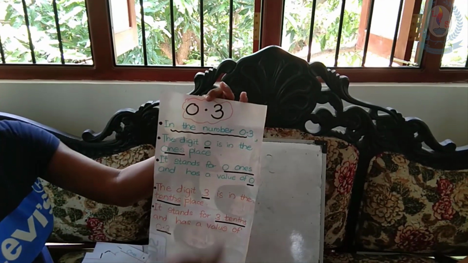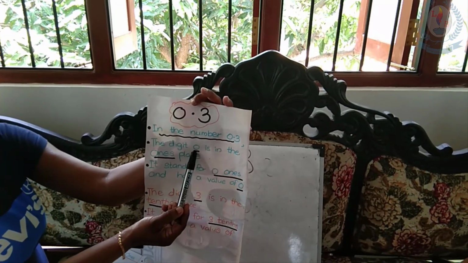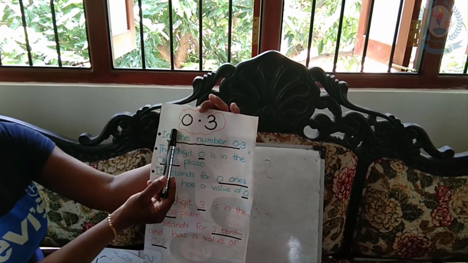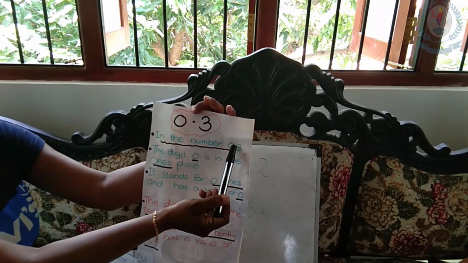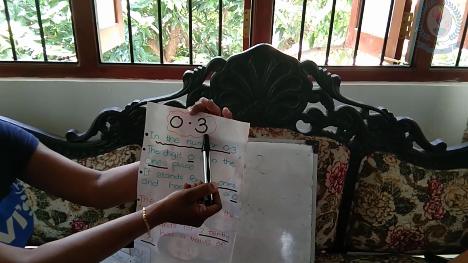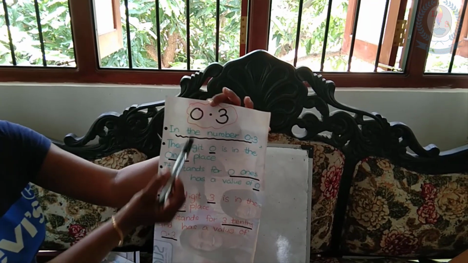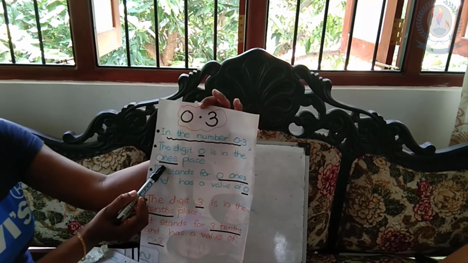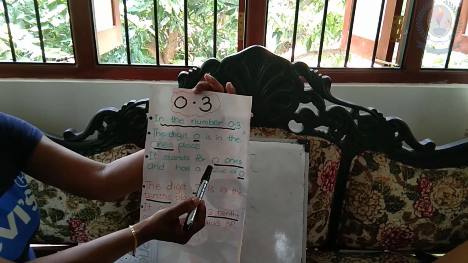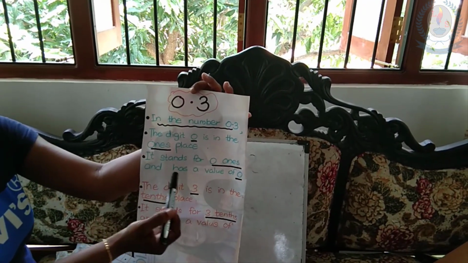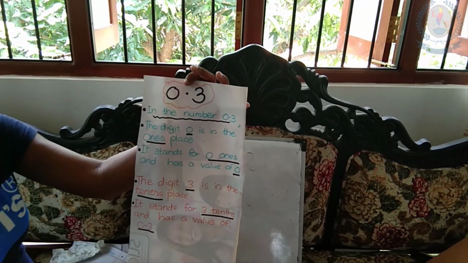In the number 0.3, the digit 0. I told you the number on the left side of the decimal point is in the ones place. The number on the right side of the decimal point is in the tenths place. So the digit 0 is in the ones place. It stands for 0 ones and has a value of 0. I think it's very clear.